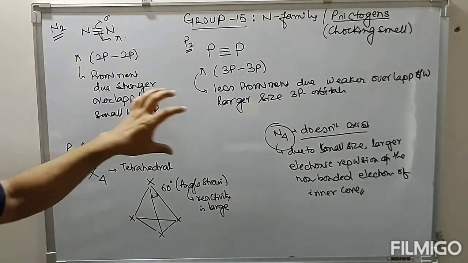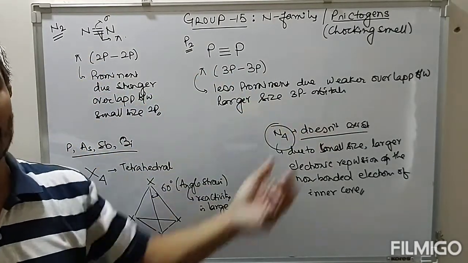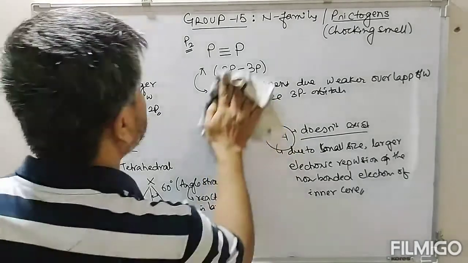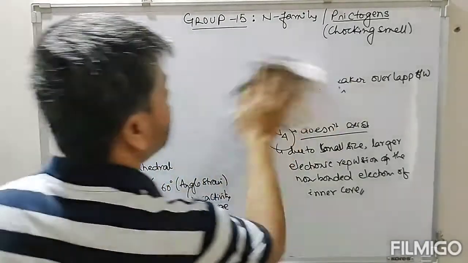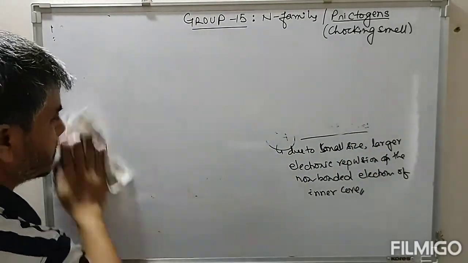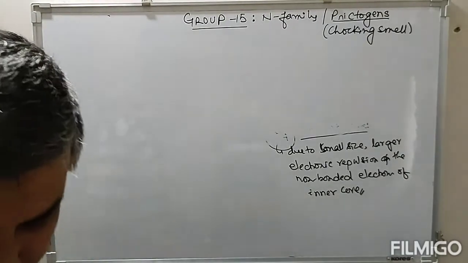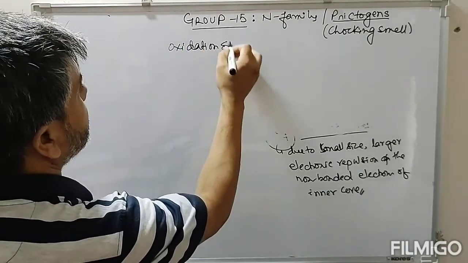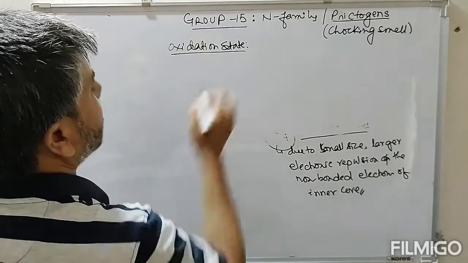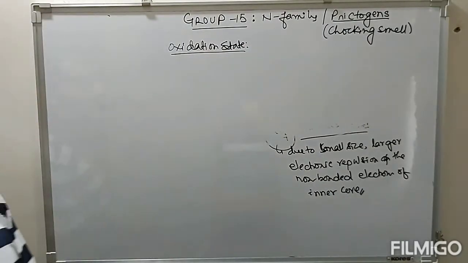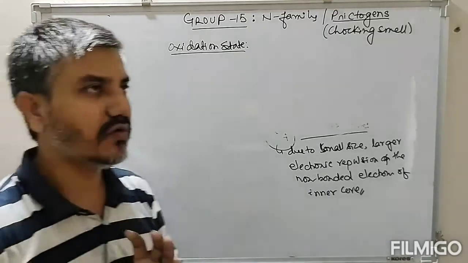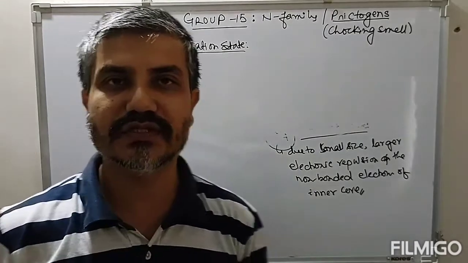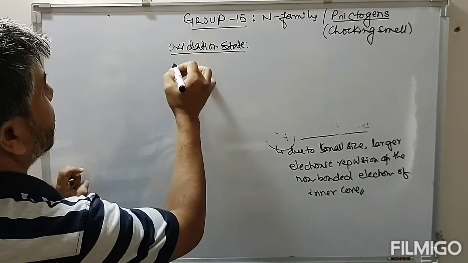So this is how these elements exist in the ground state or the elemental state. Now coming to the oxidation states of these elements. Since the number of electrons present in the valence shell is 5, these elements show a maximum oxidation state of +5.